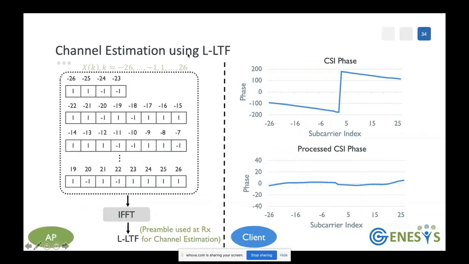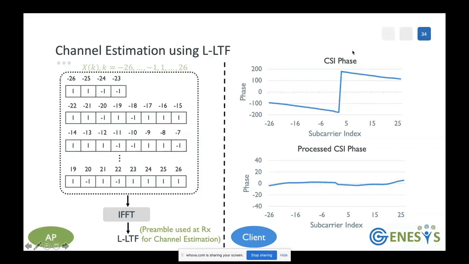Now how does the AP use the LTF and how does the client use the LTF to estimate the CSI? On the left-hand side, we have a sequence X of K, which is in the frequency domain. This is the sequence which the access point uses. This is a fixed sequence. After OFDM, after IFFT, we get a time domain sequence, and this time domain sequence is called the legacy long training field. This field is a part of the Wi-Fi preamble, and this Wi-Fi preamble is used by the client for the channel estimation.